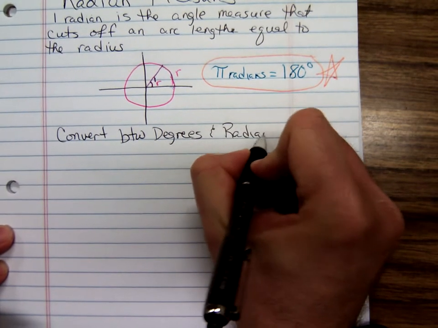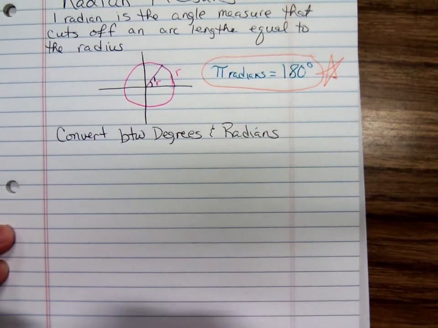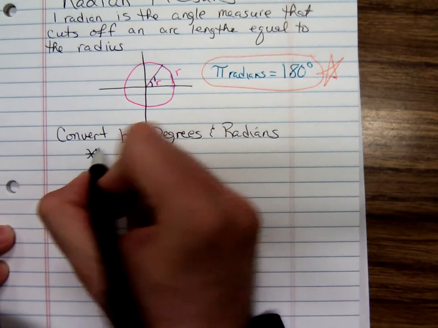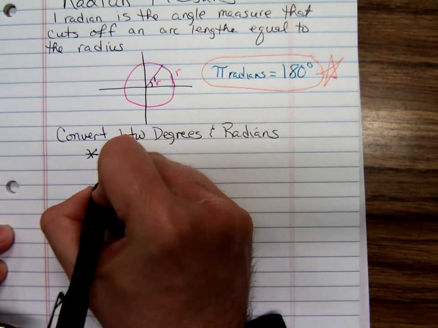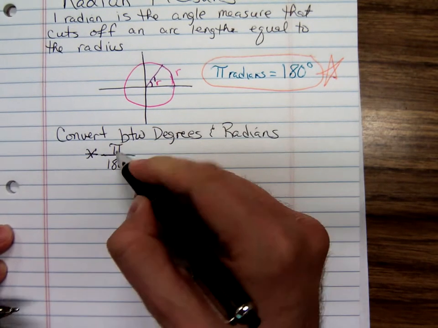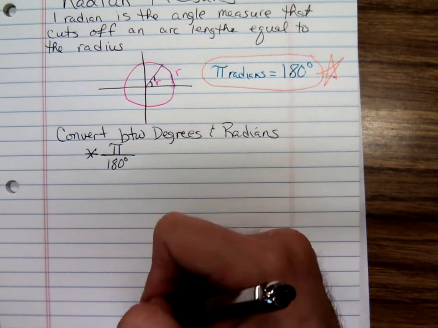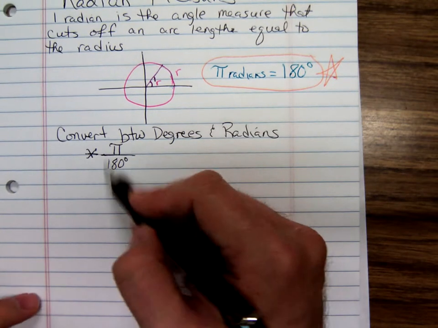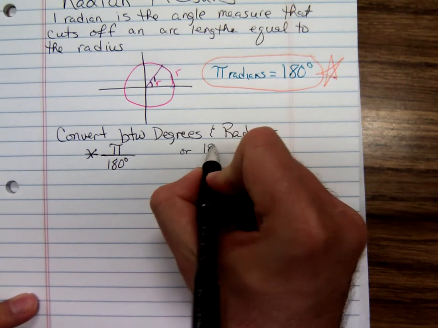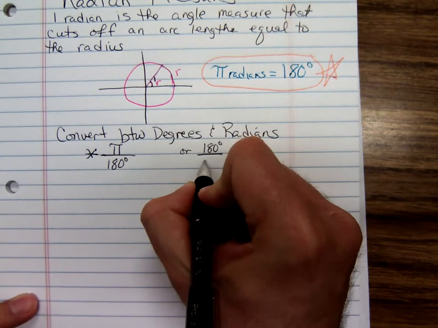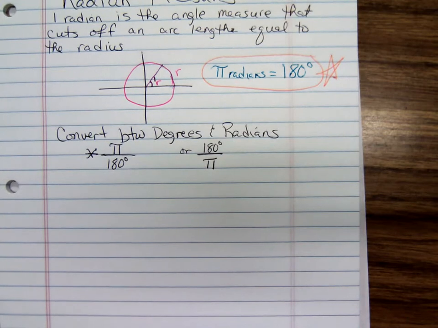you're going to multiply by 1. You're going to multiply by the fraction pi over 180 degrees. Since pi equals 180 degrees, you're multiplying by 1, which really wouldn't change it. Or you might multiply by 180 degrees over pi, depending on what you're trying to find.